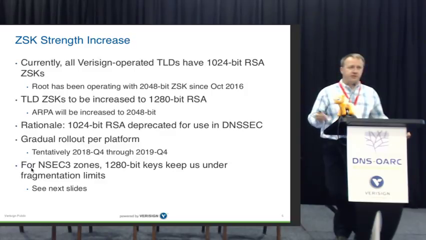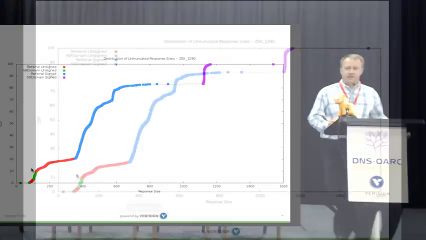This will be gradually rolled out for different platforms that we operate, tentatively starting later this quarter and extending until about a year from now. So we chose 1280 because for NSEC3 zones, that key length keeps us under certain fragmentation limits.